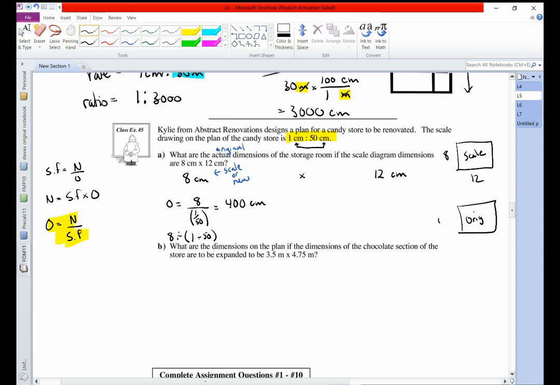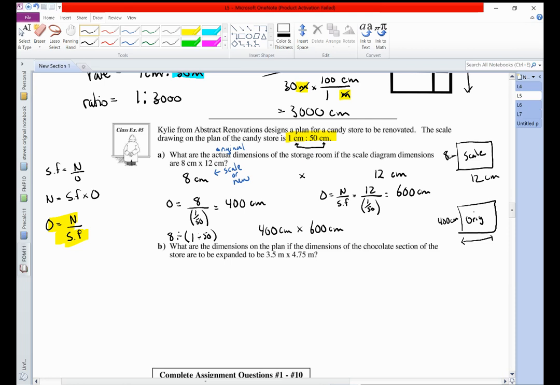Well, we know this side is actually 400 centimeters. And now we're just trying to figure out what that dimension is. So we will convert that 12. We're going to use the same formula. Original is equal to new divided by scale factor. So we can say 12 divided by 1 over 50. And that gives us 600 centimeters. So we know the room is 400 centimeters by 600 centimeters.